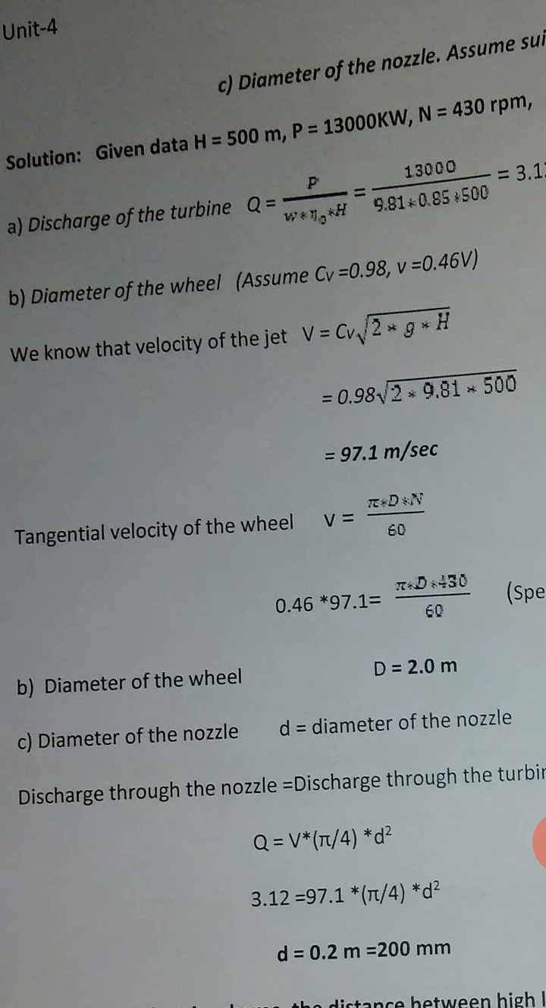Then the diameter of the wheel. Here you have to assume Cv as 0.98, and for the velocity of the wheel, the velocity ratio is given, that is 0.46 V, where V is the velocity of the jet.